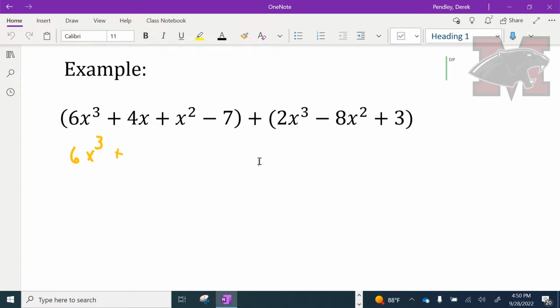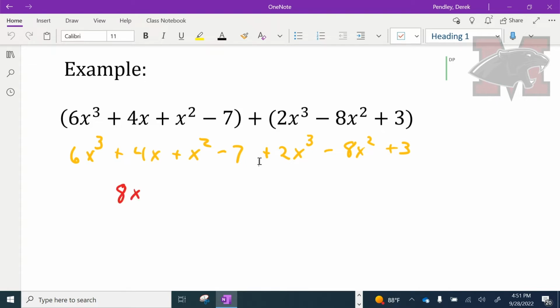So I'm going to rewrite this without the parentheses, just because when you multiply by a positive 1, it doesn't change anything. So when you're adding two polynomials, all you're doing is collecting like terms. So we've done this already, so I'm not going to spend a lot of time, but your highest value goes first, so the x cubed, and we have 6 and 2, so we have 8x cubed.